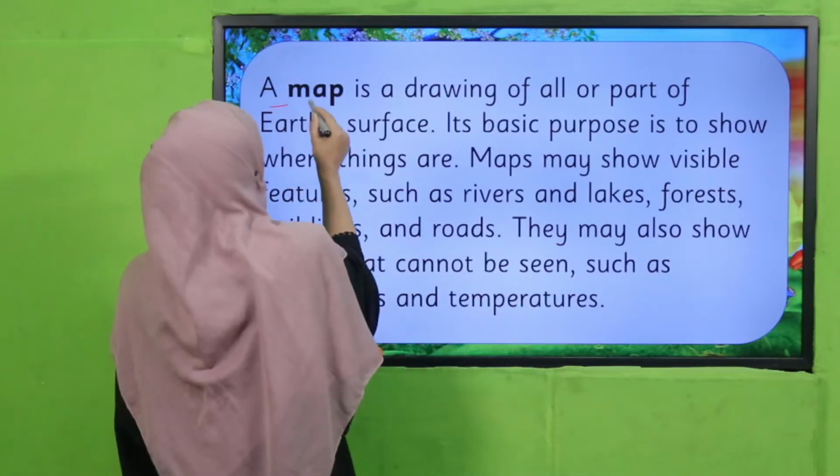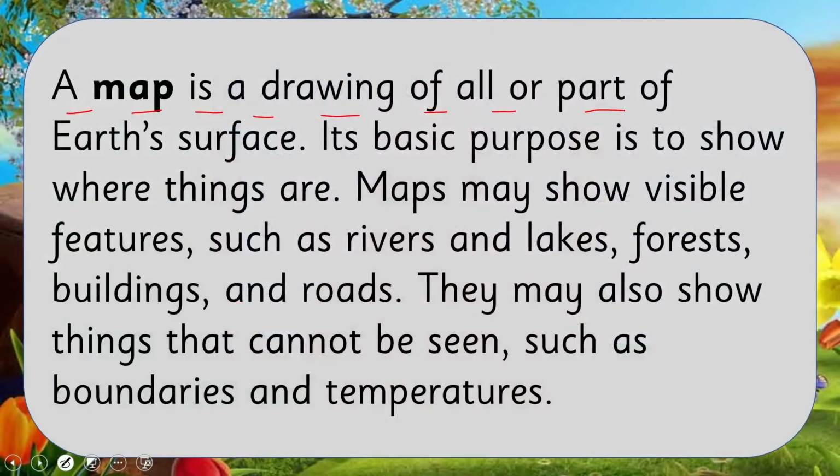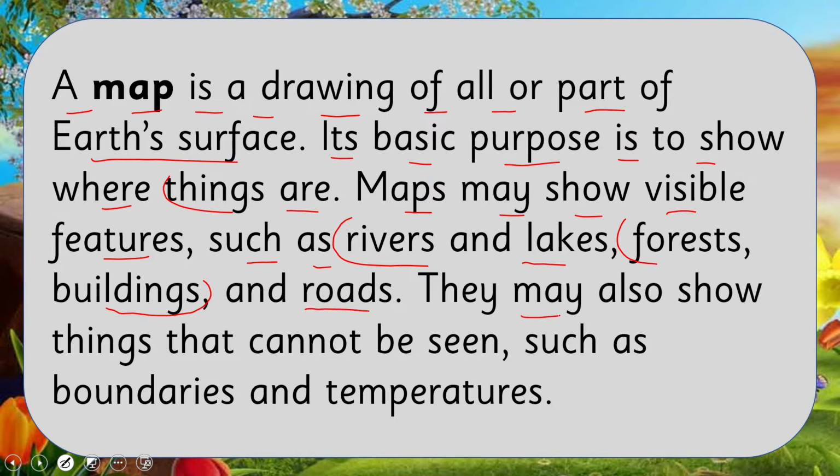What is a map? A map is a drawing of all or part of Earth's surface. Its basic purpose is to show where things are. Maps may show visible features such as rivers and lakes, forests, buildings, and roads. They may also show things that cannot be seen, such as boundaries and temperatures.